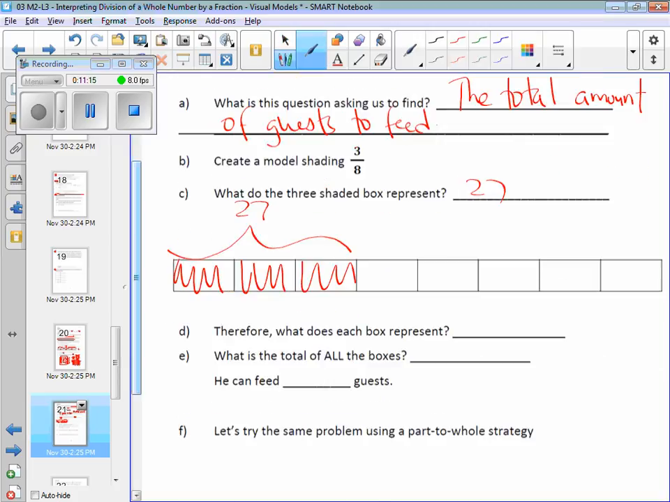Madison. Magic number's 9, right? 27 into these 3 shaded boxes makes 9. Put 9 in every box. Add up all your boxes. Or do 9 times the number of boxes. Nicole. Yep. 72 guests. 2-part whole.